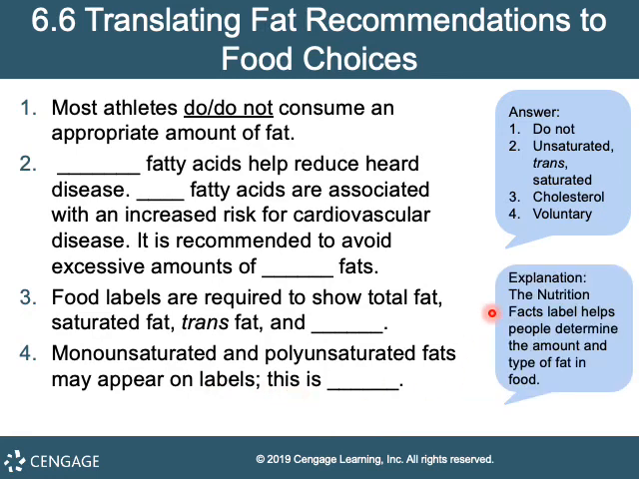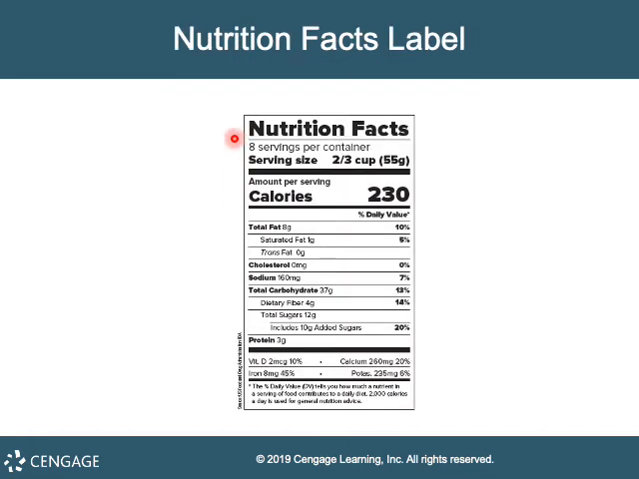The Nutrition Facts Panel label helps people determine the amount and the type of fat in food, as well as the ingredient list. Here's the Nutrition Facts label, and it includes total fat, saturated fat, trans, as well as cholesterol. And over here is the percent daily value, and that's the percentage that this food would provide based on the amount that's allowed on a 2,000 calorie standard reference diet.